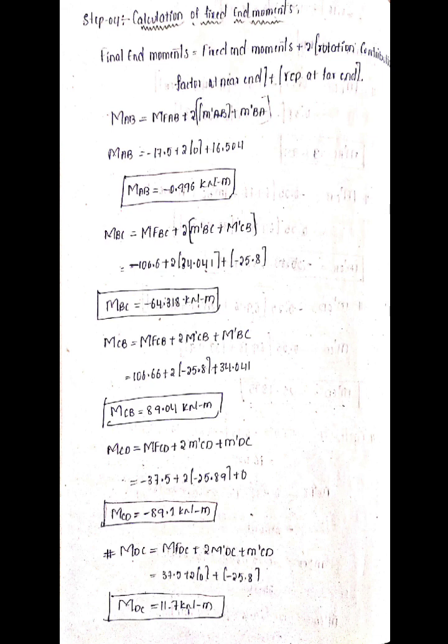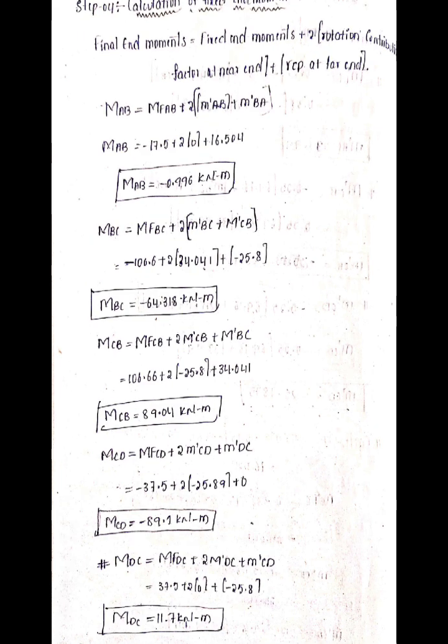Calculate the final end moments. The final end moment is equal to the fixed end moment plus 2 times the rotation contribution at the near end plus the rotation component at the far end. That means MAB equal to MFAB plus 2 M dash AB plus M dash BA. MFAB we know, M dash AB we have calculated as 0, and M dash BA we have substituted, so we have got MAB. Similarly we can calculate MBC, MFBC plus 2 times M dash BC plus M dash CB. Similarly we can calculate MCD and MDC also with the formulas.